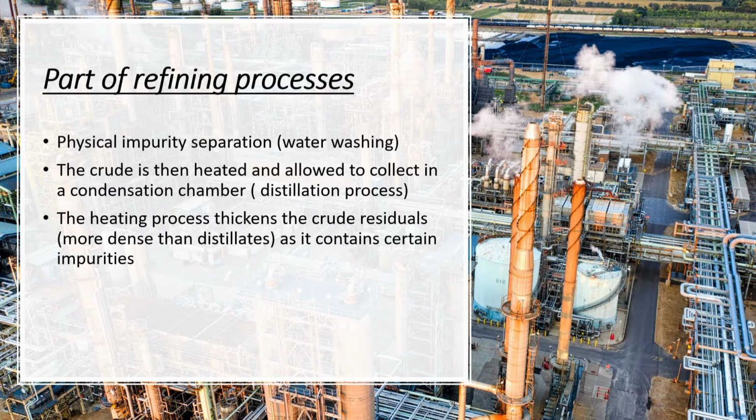Part of refining processes. What do we do when we refine the oil? There's what we call water washing, where we separate physical impurities. For instance, to reduce the salt content, we circulate water through the crude oil to wash away the salt. By means of purifying or refining, we come out with the final product, which may be diesel, petrol, or any sort of fuel you are trying to obtain.